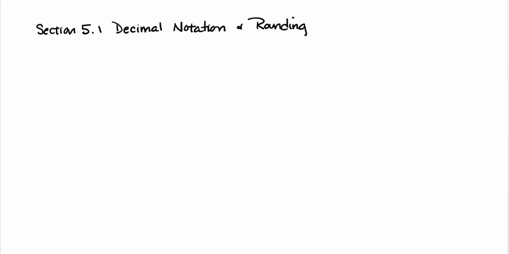Okay, in section 5.1, we're going to be talking about decimal notation and rounding. So let's first go through our place values for decimal notation. Decimal notation. So let's just take, we have numbers.